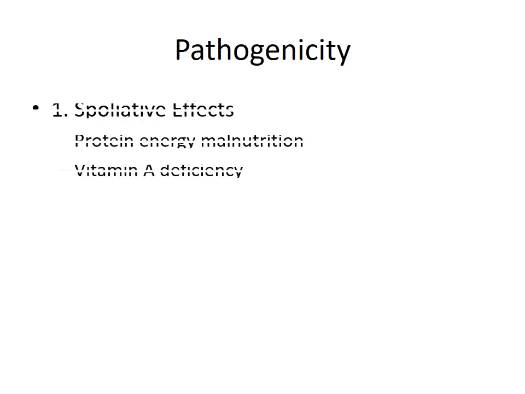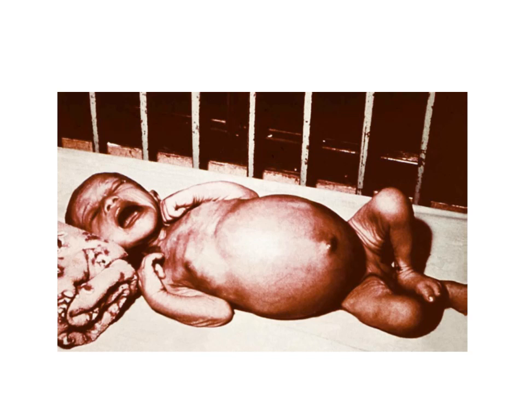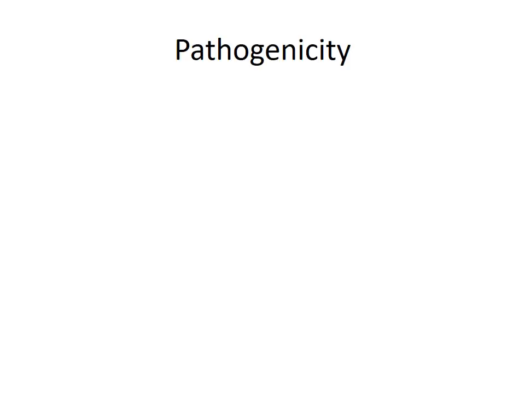If we discuss one by one, the spoliative are the nutritional. So this worm would utilize the nutrition of the host, and when the infection is heavy, the host's nutrition suffers a lot. So you will see protein energy malnutrition and vitamin A deficiency. These are the most common symptoms, and this kind of thing is visible in children.